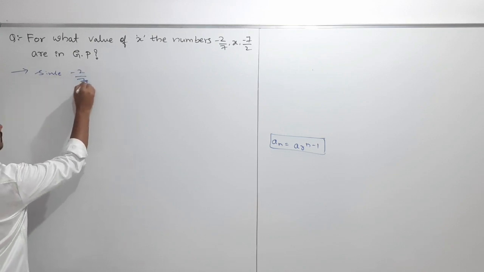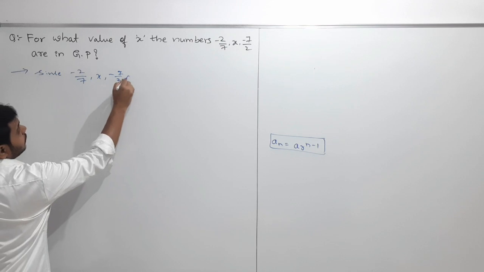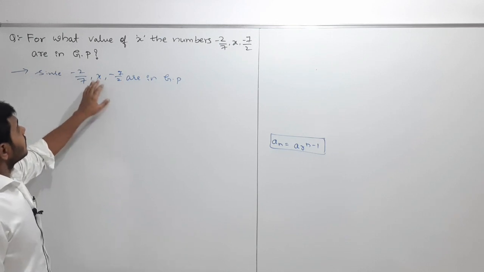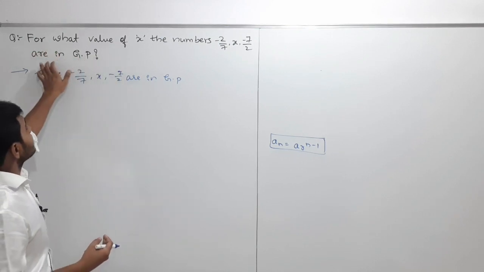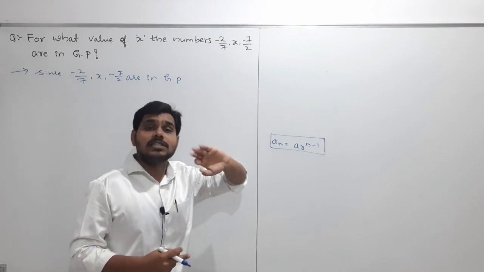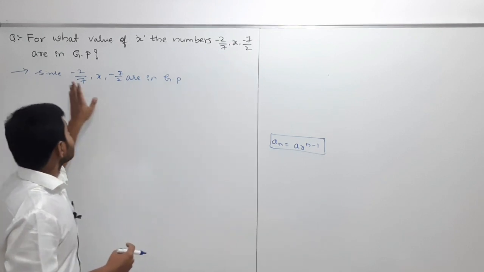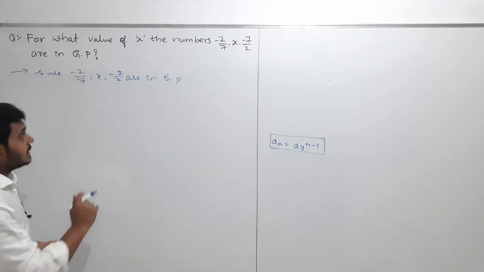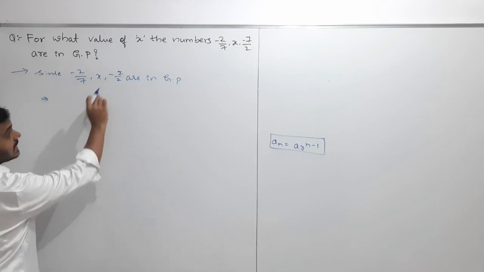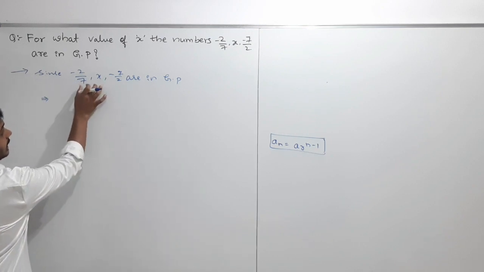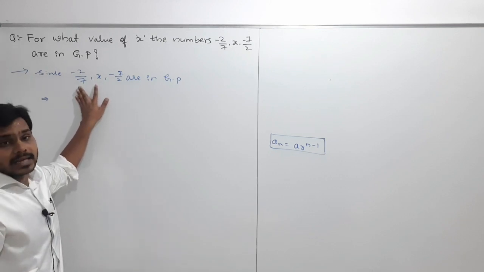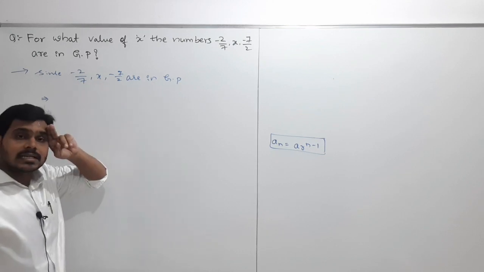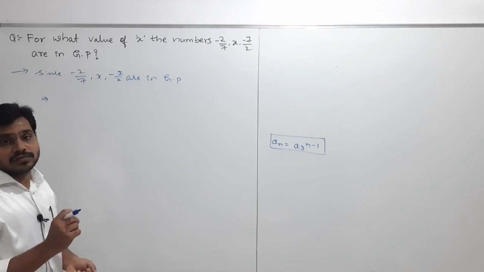Since minus 2 by 7, x, minus 7 by 2 are in GP, they only told us that for what values of x the numbers are in GP. So these three numbers must be in the form of GP. This implies, my dear students, that if you consider any two consecutive terms, the ratio should be the same throughout the sequence, as we discussed in the previous videos. That is the definition of the GP.